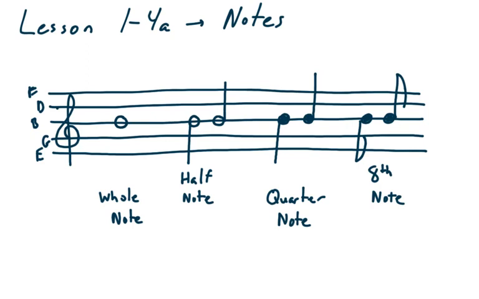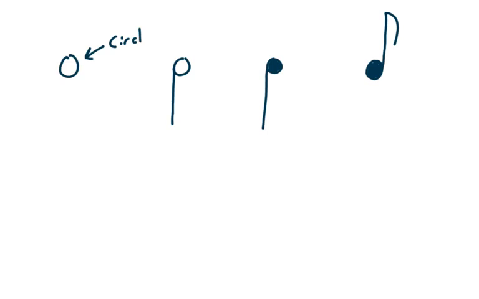So, this is how they are put together. Every note has a circle. Some notes have a circle and a stem. And some notes have a circle, a stem, and a flag. Okay, so circle, stem, flag.